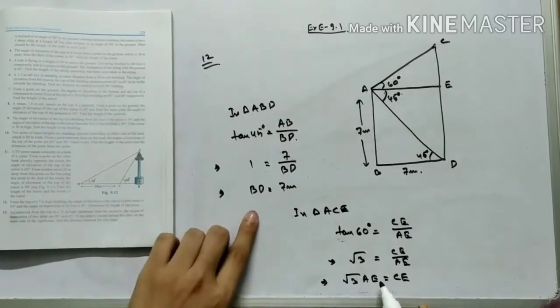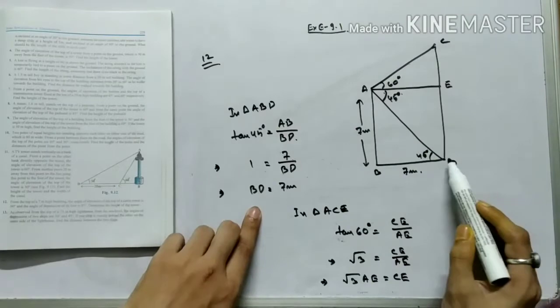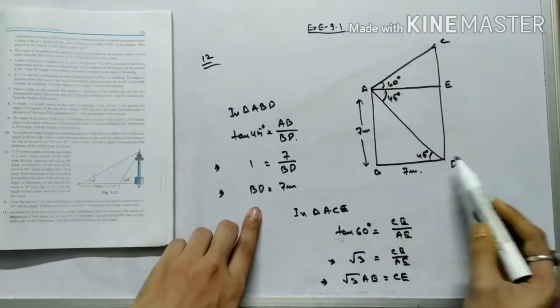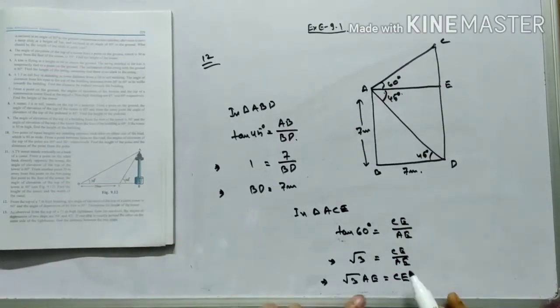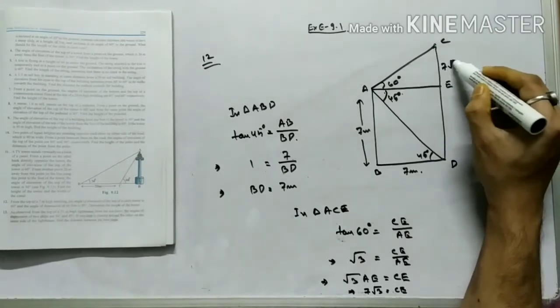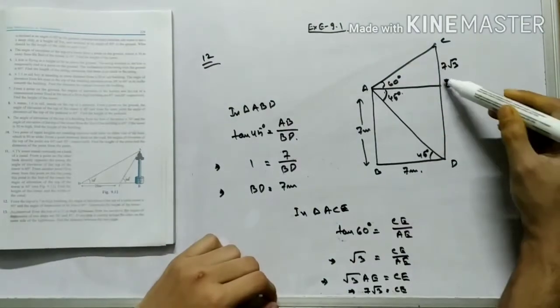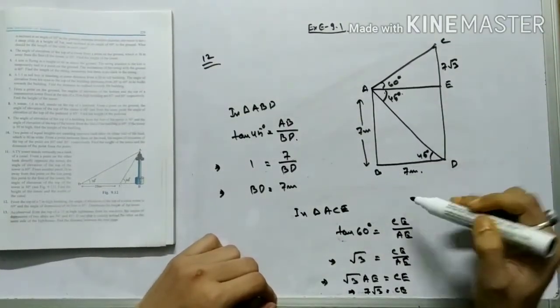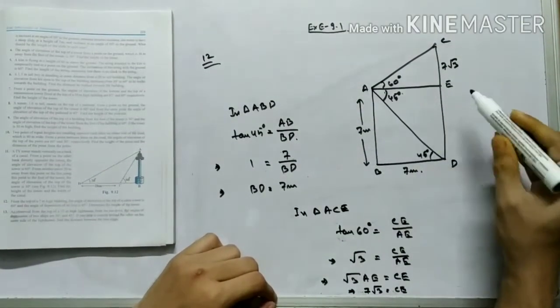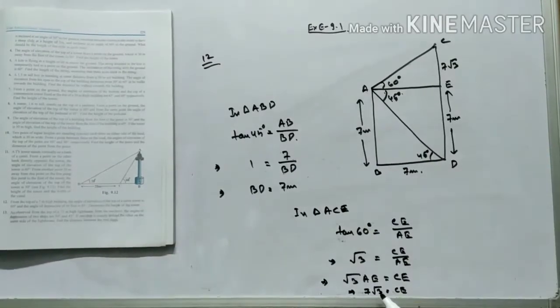And AE and BD are equal, yes, AE and BD are equal. So therefore AE value in here I can write, 7 root 3 is equal to CE. CE I got 7 root 3. Understand? And AB and ED will be equal. If AB is equal to 7 meter, then ED will also be equal to 7 meter.